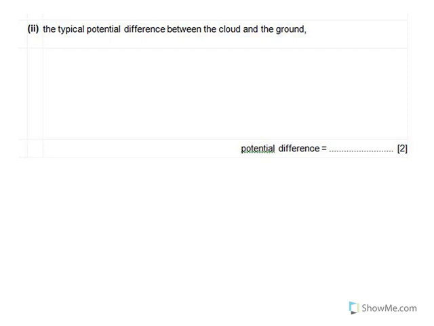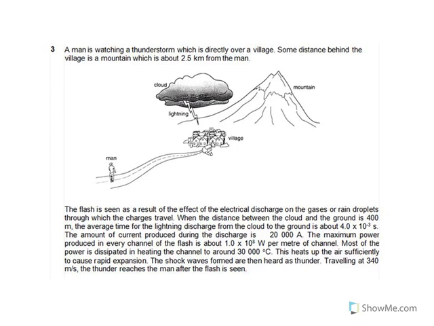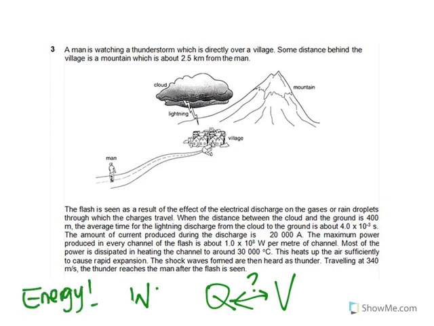So what is the typical potential difference between the cloud and the ground? Coming back, I have the charge, and now if I want to find the potential difference V, how are these two related? I'm still short of one quantity, and what is that quantity? That quantity is actually work done, or energy. So I'm really looking at energy over here. So how do I get energy? The next closest I can get is power produced in every channel of the flash, which is this.